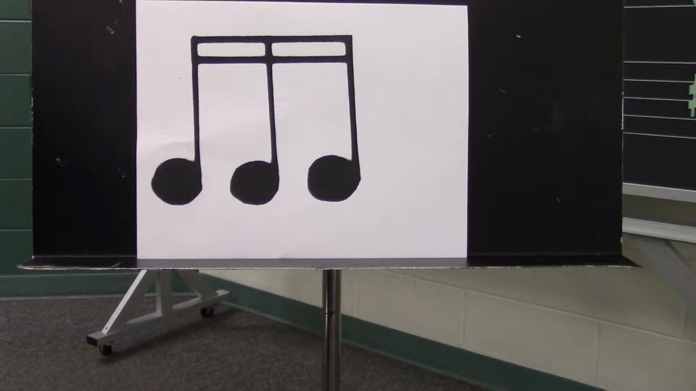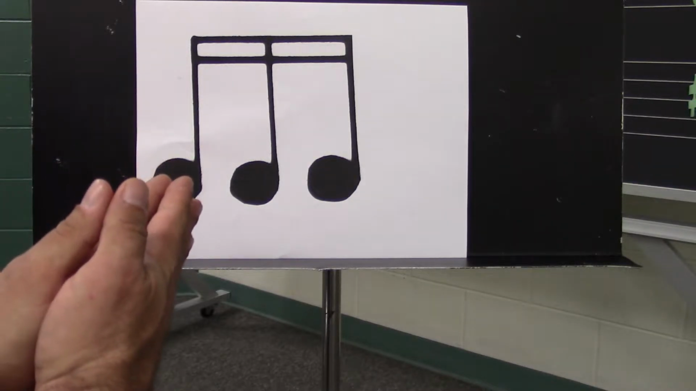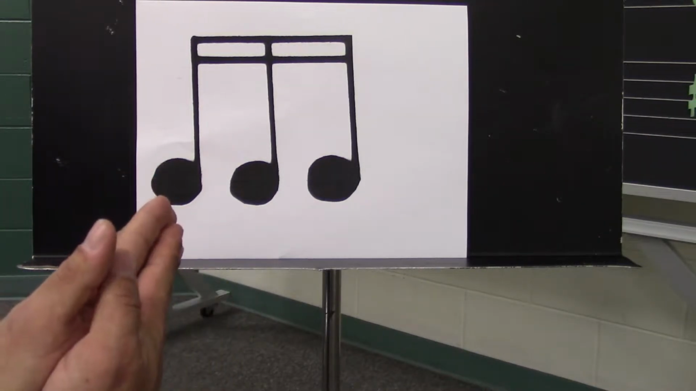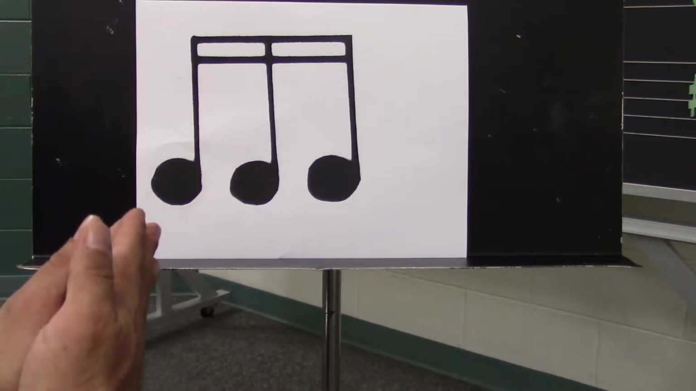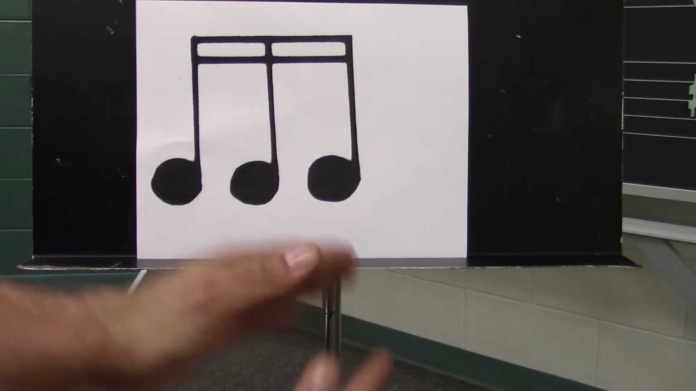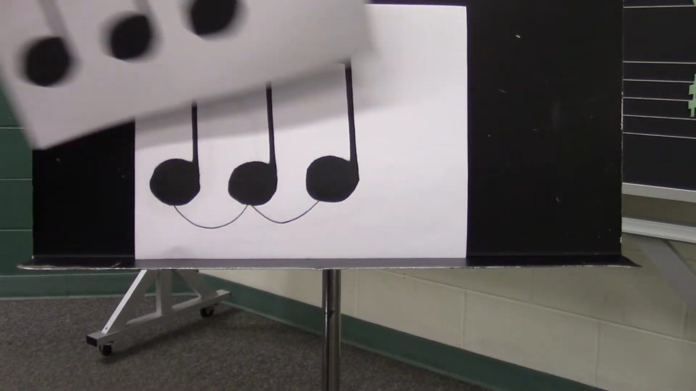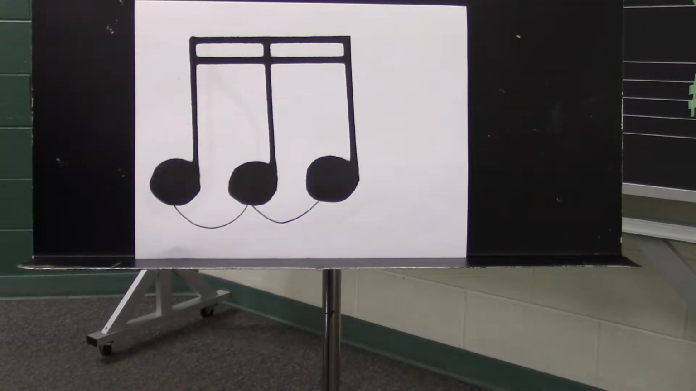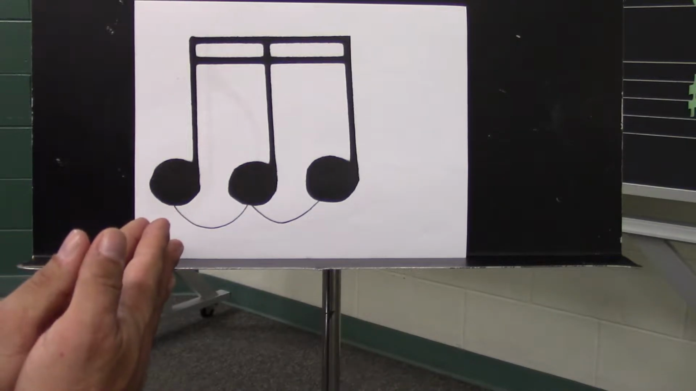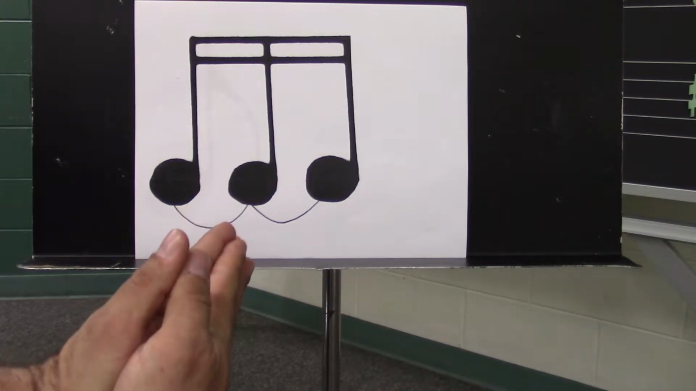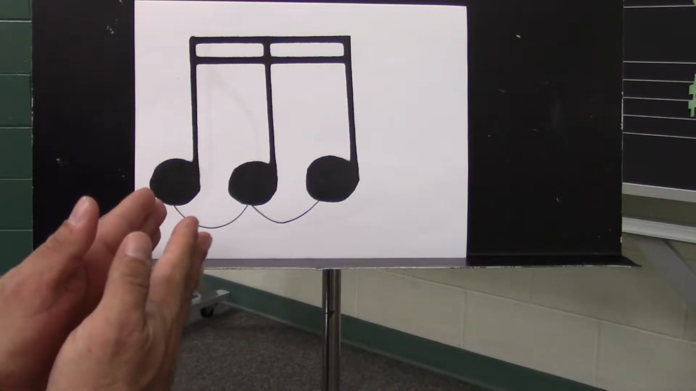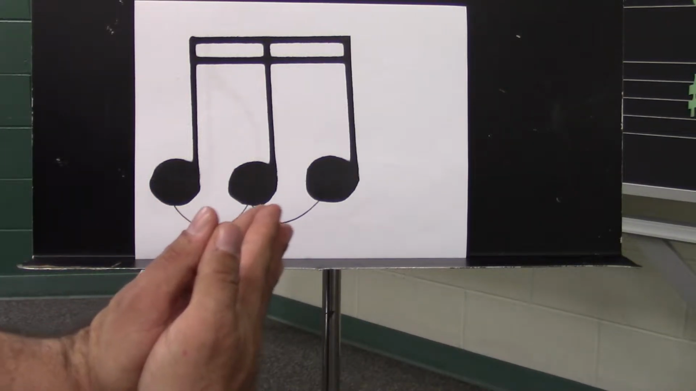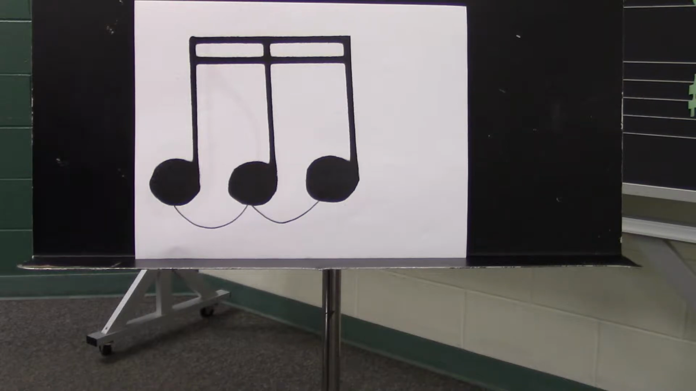Let's do 3 16th notes. Ready, go. 1, E, and. Let's do it again. 1, E, and. Now, let's tie the 3. Ready, go. 1, E, and. Let's do that again. Ready, go. 1, E, and. Make sure you are clapping and counting along.